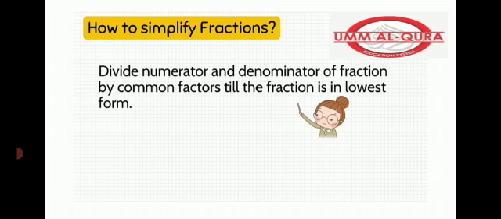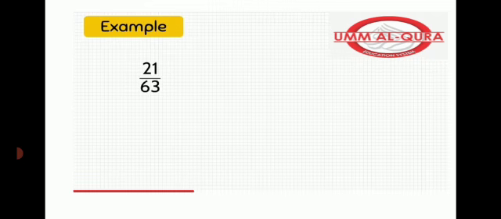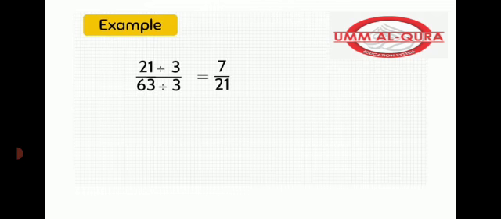Now our next question is how to simplify fractions. What's the meaning of simplify? We will convert it into the lowest form. Divide the numerator and denominator of the fraction by common factors till the fraction is in lowest form. Now example, 21 by 63. What do we do here? We will divide numerator and denominator by the same number. 21 and 63 are divisible by 3, so we will divide by 3.